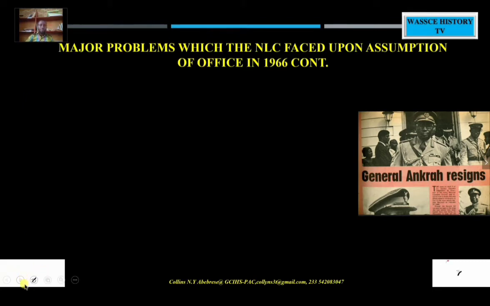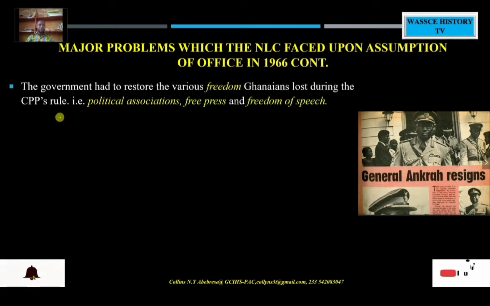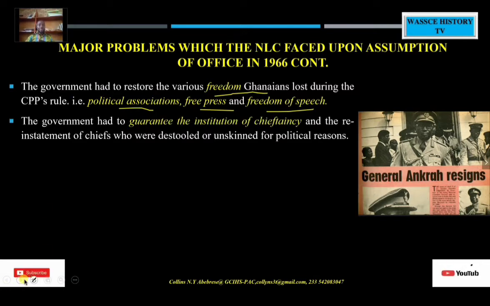So let's take a look at more of the problems that the NLC faced upon their assumption of office in 1966. The government also had to restore the various freedoms Ghanaians lost during the CPP, and some of these freedoms were political associations, free press, freedom of speech, and other things. Under Nkrumah, the introduction of the one-party system and other things infringed on the right to political association and free press. Some presses were actually banned, and so there was a problem as to how to bring all these things back.